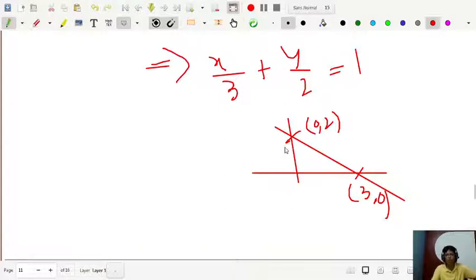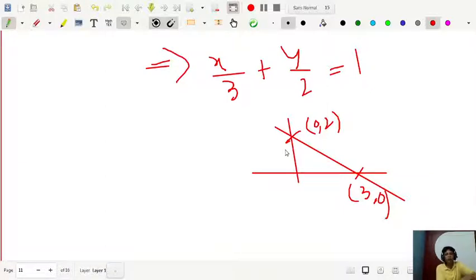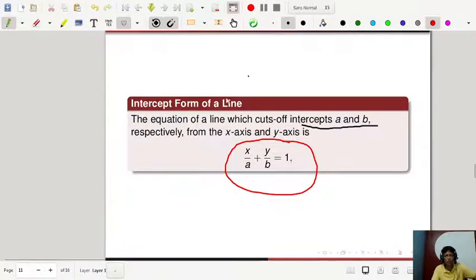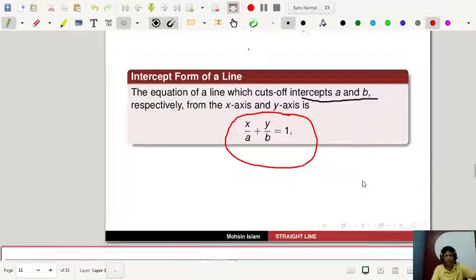Using the two-point formula, you can get the intercept form. Directly you can get the nature of the line. You can draw the line, and a picture means 1,000 words. So if you draw the picture, you can get everything from the picture. Okay, so this is your intercept form of a line.